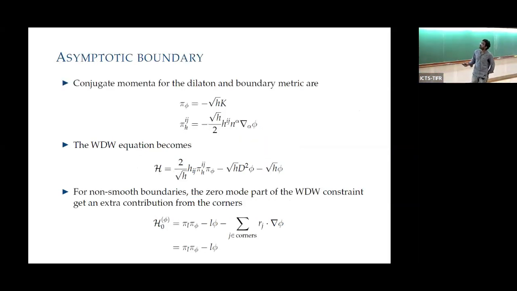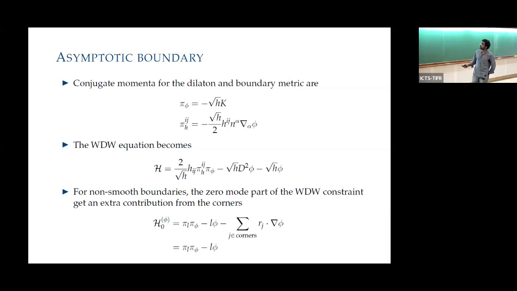For the asymptotic boundary, the dilaton and the boundary metric are held fixed. So the canonical variables there are the dilaton and the induced metric on the boundary. The corresponding conjugate momenta are these two quantities. The conjugate momentum for the dilaton is the extrinsic curvature, and the one for the induced metric is the normal derivative of the dilaton. If you express the Wheeler-DeWitt equation in terms of these canonical momenta and the variables, the dilaton and the induced metric, it looks like this.